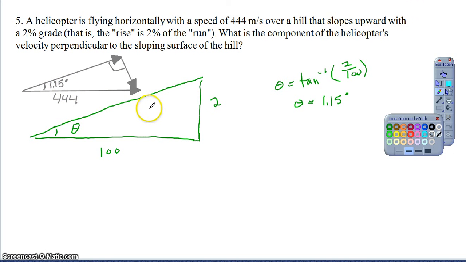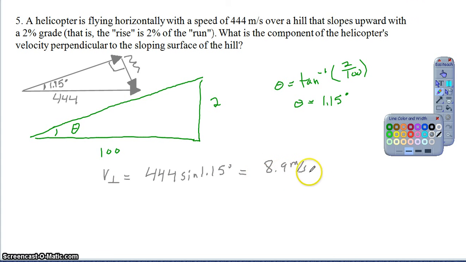They want me to find the component of my velocity perpendicular to the hill. Well, that just means I need to find this piece right of the velocity. So once you get the setup of this problem, really not too bad. If I want to find that component, that would just be the sine component, right? So I'd say 444 times the sine of 1.15 degrees, and obviously it's going to be a very small number since the sine of 1.15 is such a small quantity, right? So anyway, this would be the component perpendicular to the hill, and I end up getting about 8.9 meters per second. So of the 444 meters per second, about 8.9 meters per second would be my velocity perpendicular to that hill.